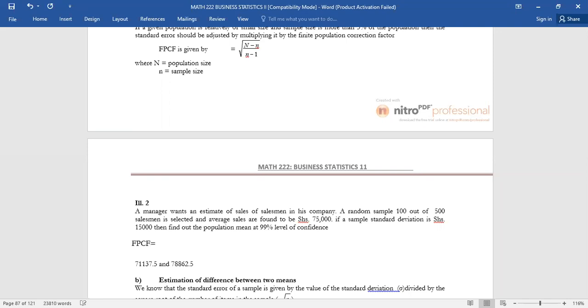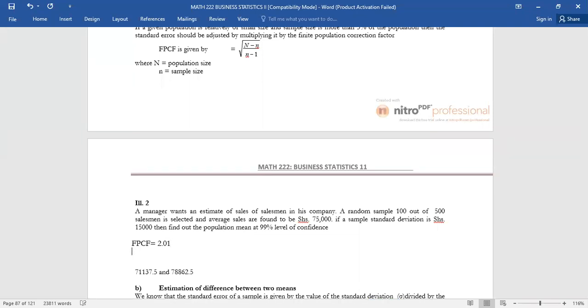So Jackie has gotten the square root is 2.01. So Jackie, in your previous calculation, you had used 2.01 exact, but me, I rounded off. So I want us to see whether we'll get the same answer. At 99% level of confidence, we are going to work with 2.58, let us just even truncate.